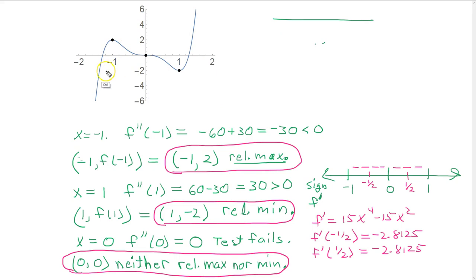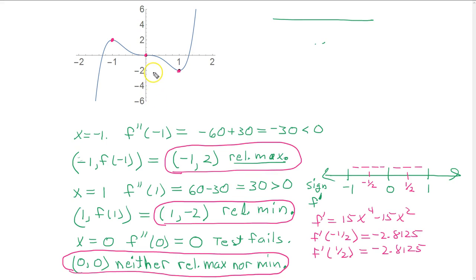So right here's the graph of our function. We see that right here at -1, 2, we do have a relative maximum. Right here at 1, -2, we do have a relative minimum. And right here at the origin, 0, 0, yes, we have neither a relative max nor a relative minimum. Our function is decreasing, flattens out, and then it continues to decrease, so you have neither a relative maximum nor a relative minimum. So that's an example of how we use the second derivative test.